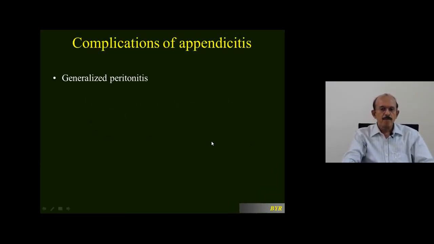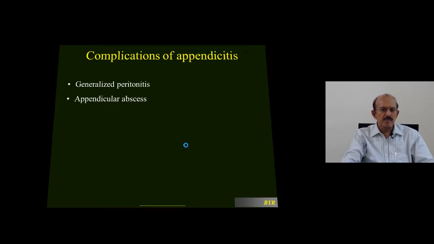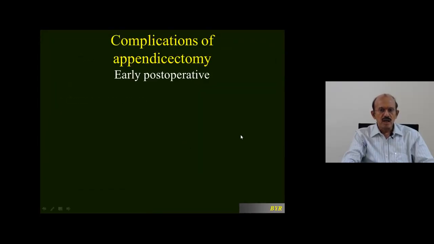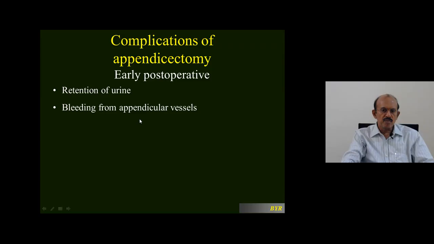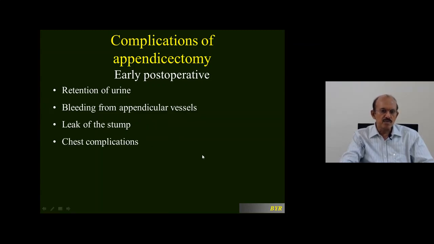Complications of appendicitis and appendectomy operation. Complications of appendicitis, we have seen: generalized peritonitis is the major complication, then appendicular abscess. Complications of appendectomy operation. Early postoperative complications: retention of urine, bleeding from appendicular vessels. So if you have not put a ligature correctly or if there is slippage of ligature, there will be bleeding. Then leak of the stump. If the ligature you put at the appendicular base slips, then there may be leakage of the stump.